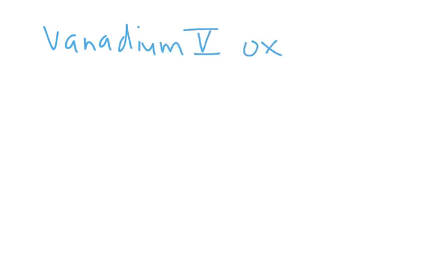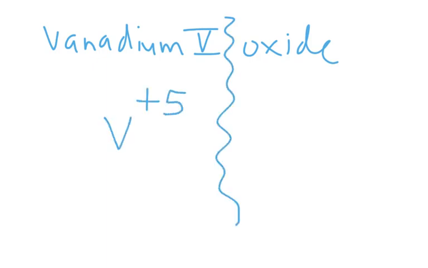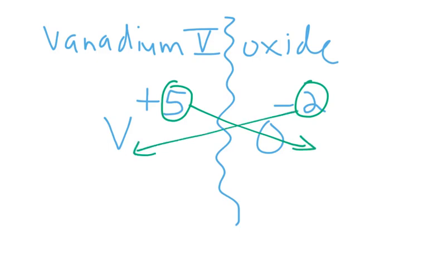Okay, the last example is vanadium 5 oxide. Vanadium is a metal, so we're going to draw our squiggly line. Vanadium 5 is V plus 5. Oxide is O minus 2. Let's go ahead and take those numbers and cross them over. So vanadium 5 oxide is V2O5.